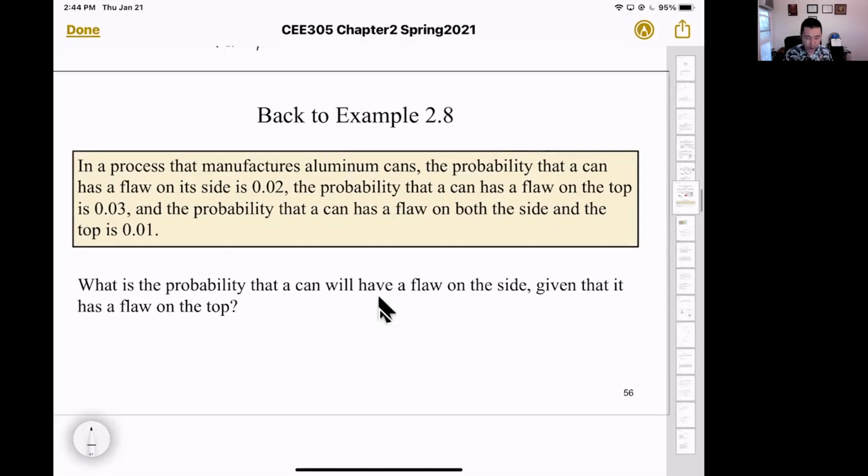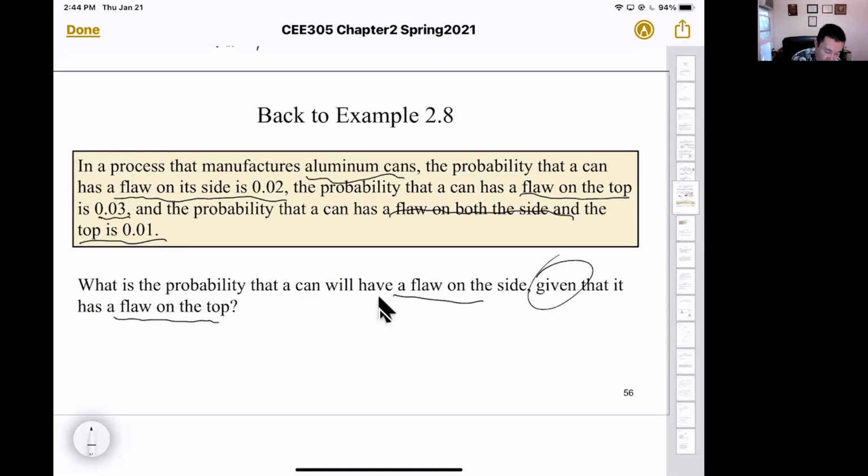Go back to the previous example. I think last time we discussed that. So we have aluminum cans, right? And we have a flaw on the can. The probability the can has a flaw on its side is 2%. The flaw on top, 3%. The probability of having a flaw on both the side and the top is 1%.